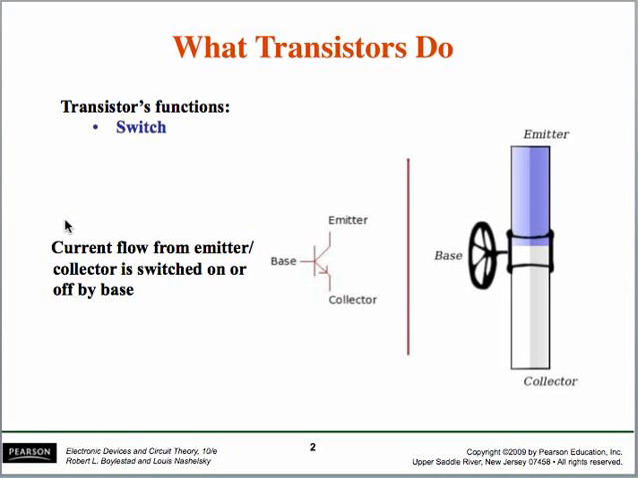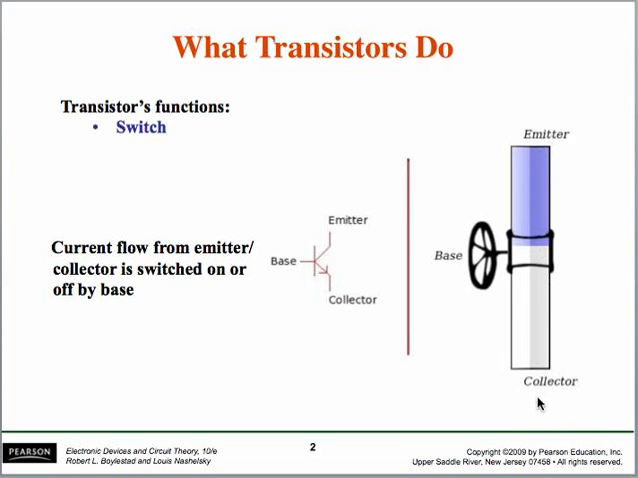Now, what do transistors do? Now, the first function of a transistor is a switch. By analogy, you can look at this example, how our transistor functions as a switch. So imagine that you have a long pipe, and you pour some water into the pipe from the emitter, and the water is supposed to go down all the way to the collector.